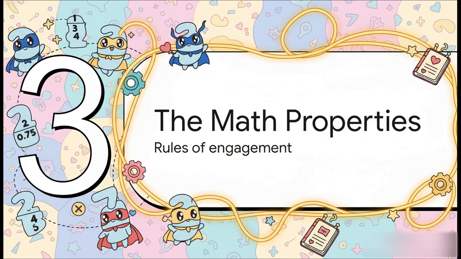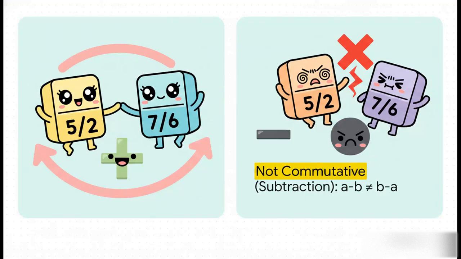Moving right along to Section 3, superpowers, the math properties. Now, these rational numbers aren't just floating around randomly. They follow very specific rules of engagement. And it's super fascinating to see how different operations behave. Take addition, for example. It has the commutative property, which just means the order doesn't matter at all. 5 over 2 plus 7 over 6 gives you the exact same result backwards. But subtraction? Absolutely not commutative. Swapping the numbers completely breaks the equation. A minus B is literally never the same as B minus A.